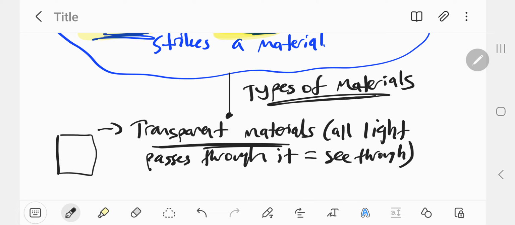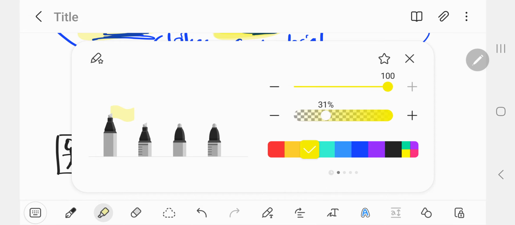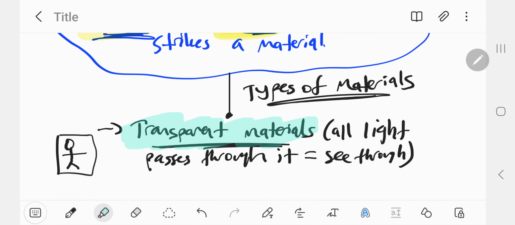Let's suppose I've got a picture here of a person. You have this clear picture of a person. If you have a massive see-through plastic sheet and you put it in front of a person, you can see the person standing in front of you clearly. So transparent materials: see-through.